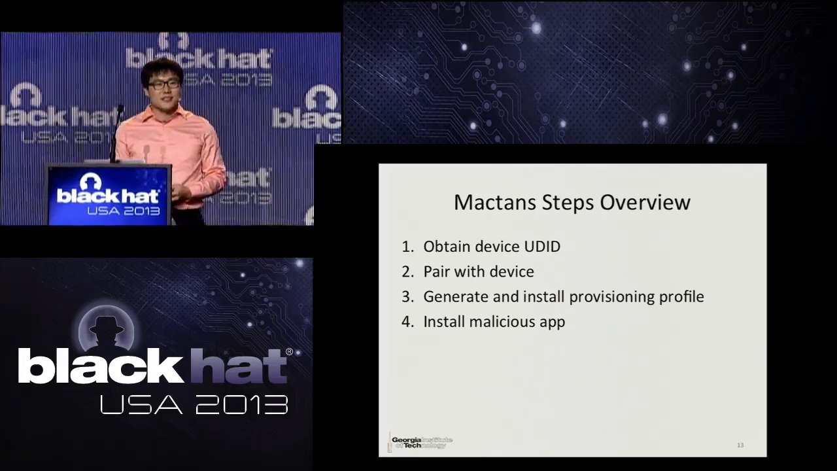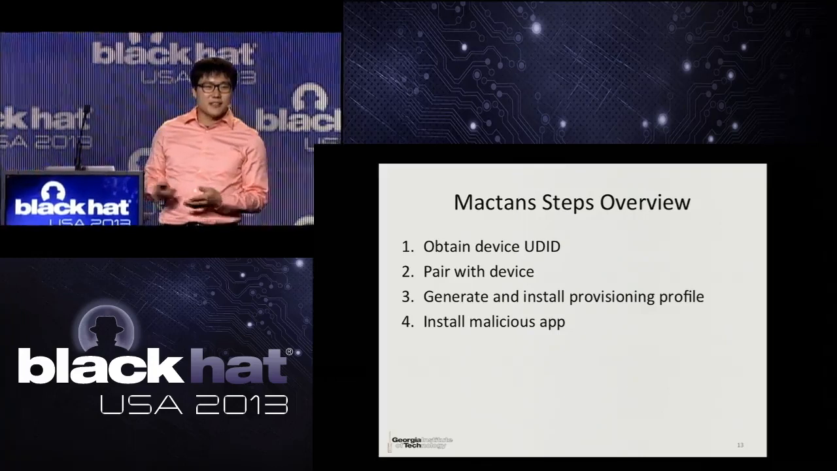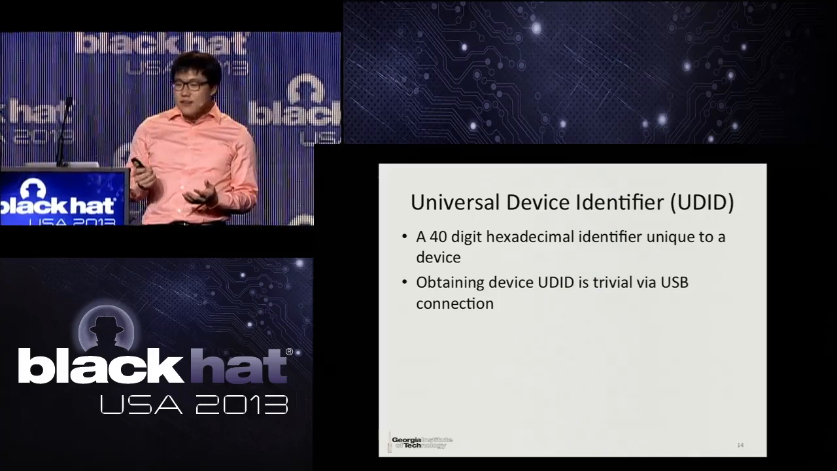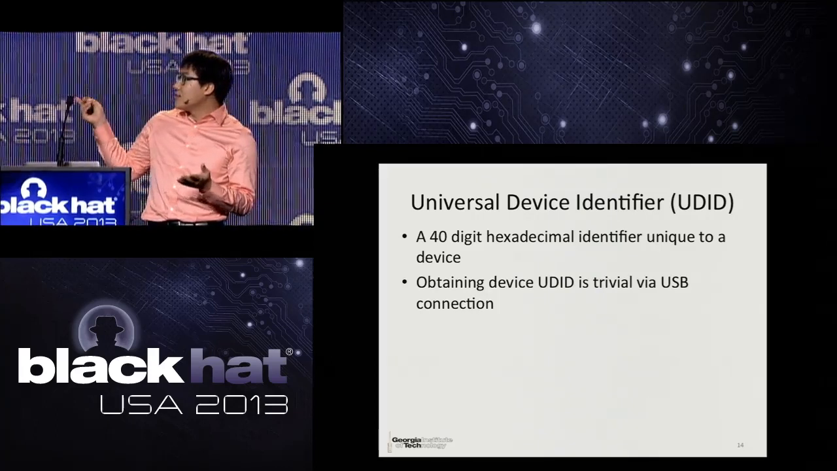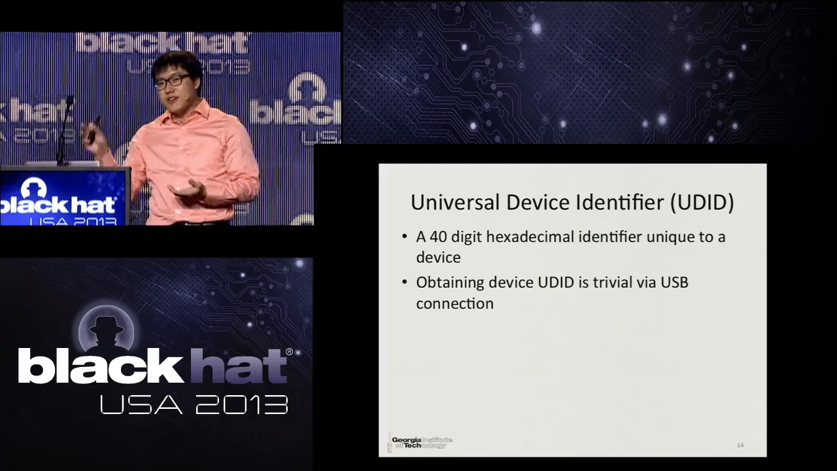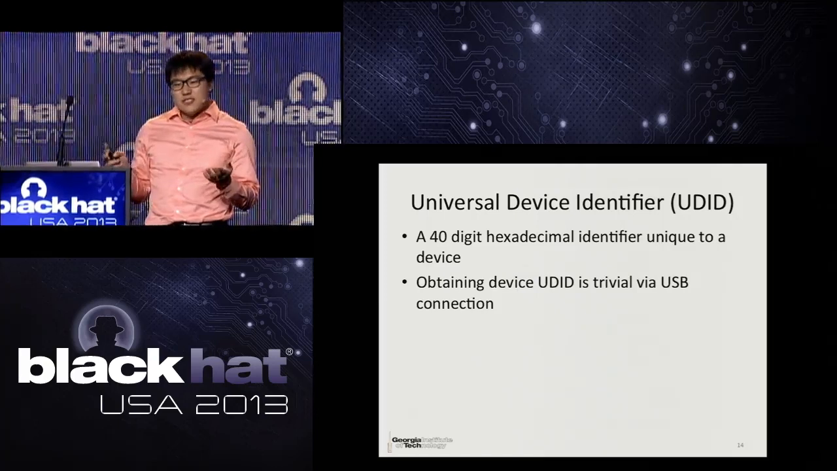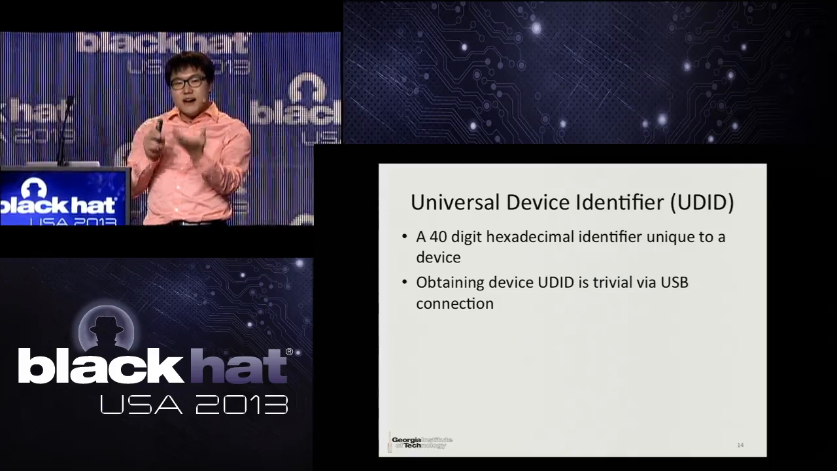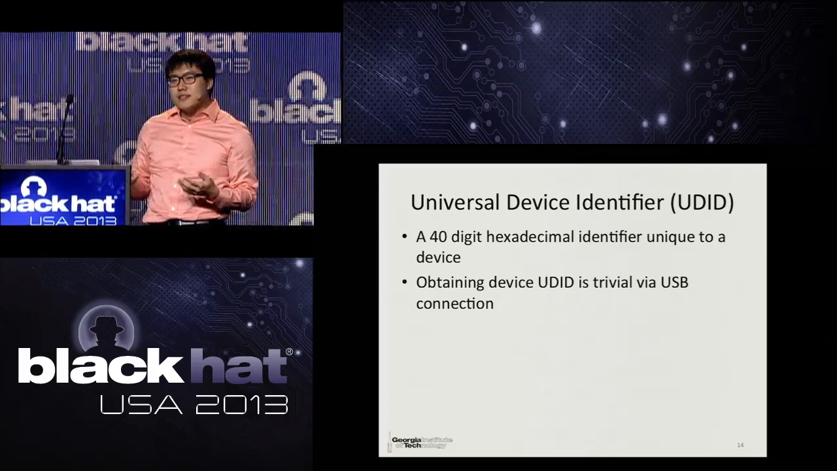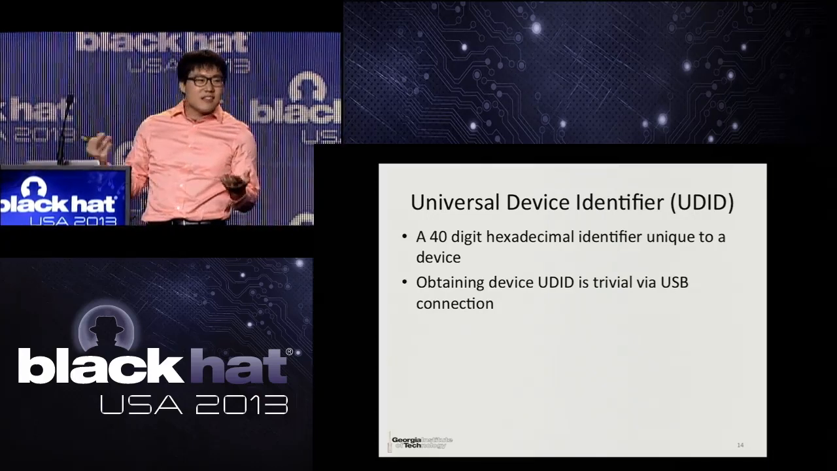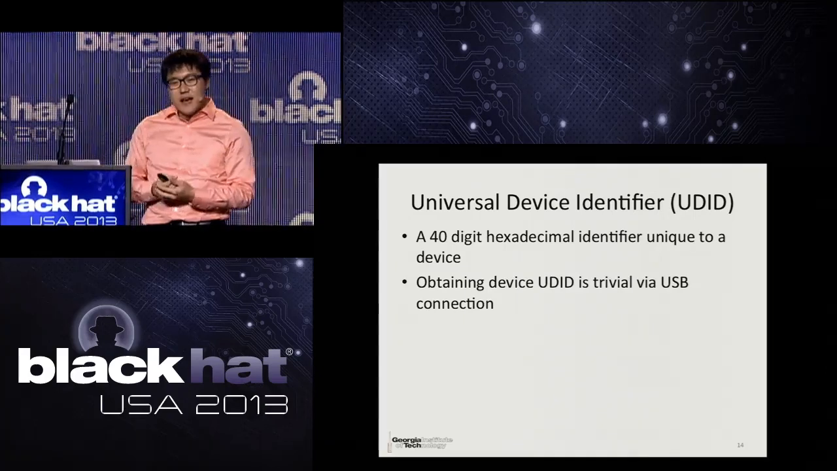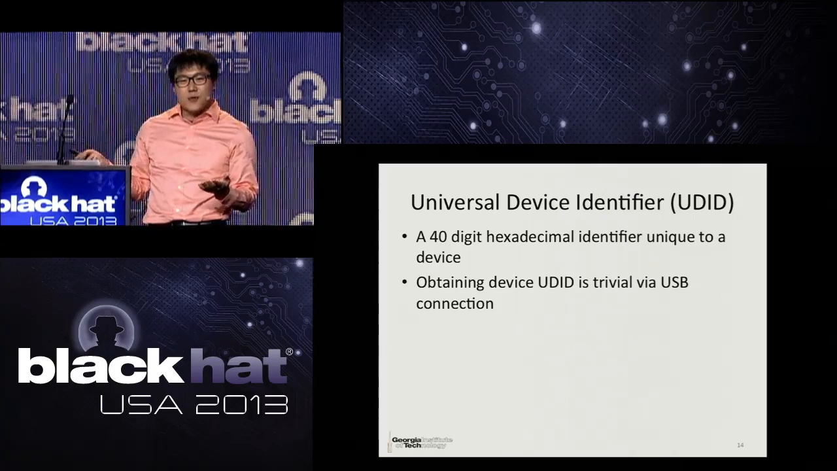Hello, audience. My name is Yeongjin Jang, and I will talk about the technical details of the Mactans attack. The first step of the Mactans attack is getting the UDID. UDID stands for Universal Device Identifier, a unique identifier for distinguishing iDevices. Apple uses this UDID for registering a device to a certain developer's license for development purposes. So it is quite sensitive information, because if anyone can get it, they can register someone's device as a development device. However, obtaining the UDID is quite trivial.